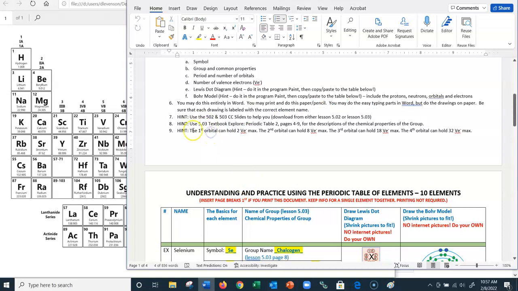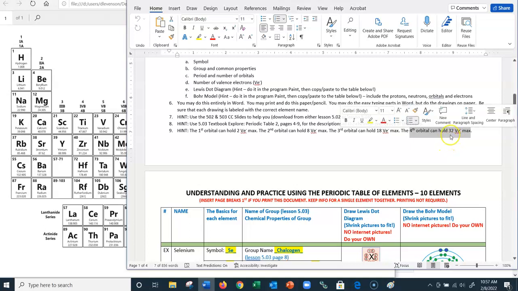I'm also giving you a hint. If you're drawing a Bohr model of the atom, the maximum number of electrons, not valence electrons, but electrons in general, that the first orbital can hold is 2. The second orbital can hold a maximum of 8. The third orbital can hold a maximum of 18 total electrons. And the fourth orbital can hold a maximum of 32 electrons total.